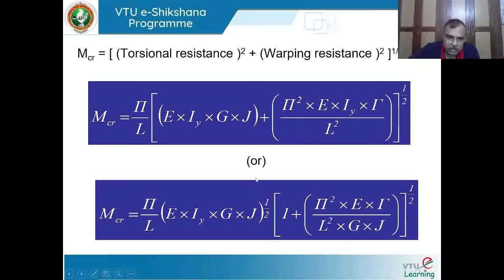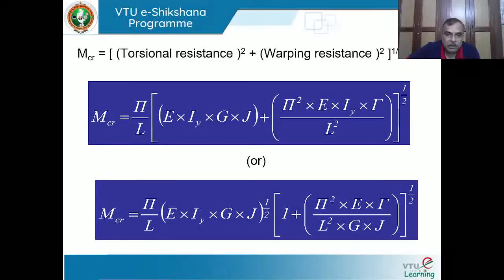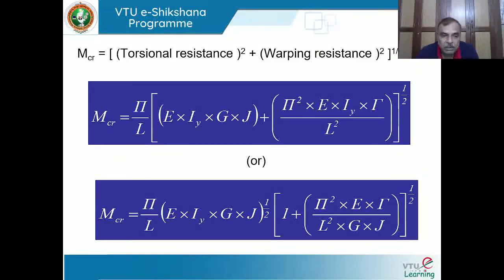If you simplify this, the formula boils down to this. So material properties by way of E, cross-sectional properties by way of Iy, Iz, because though Iz is not reflected here, Iz goes into J. So J is Iz plus Iy. Why Iy? Because that is the weaker second moment of area, the lesser moment of inertia, the least moment of inertia of the cross section. So everything comes into the picture. So that's where the factors come from.